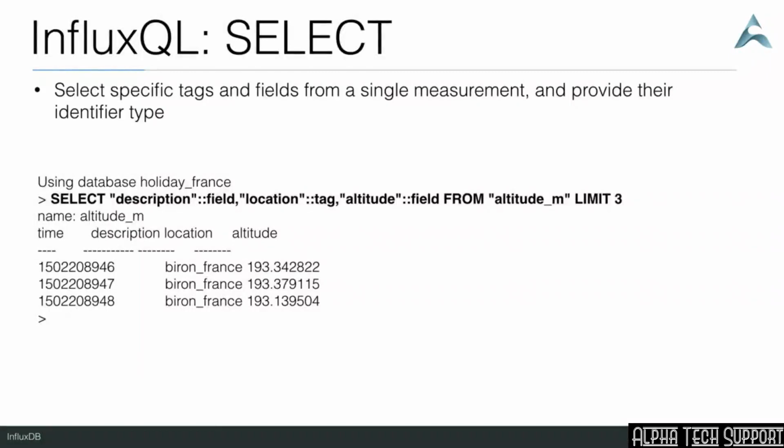Select specific tags and fields from a single measurement and provide their identifier type. We're still using the database holiday friends. I'm going to do select description field, location tag, altitude field, from altitude_m limit 3. As you can see, it will return the 3 records.